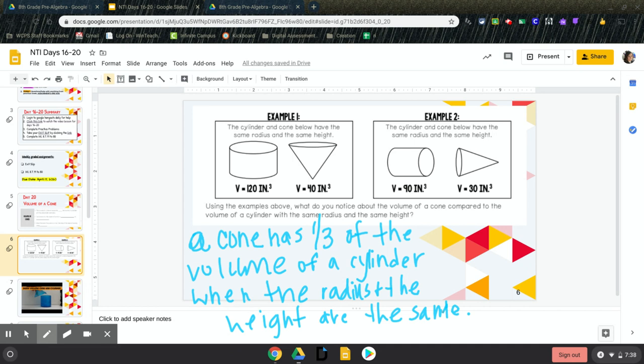So a cone has 1/3 of the volume of a cylinder when the radius and the height are the same. Meaning if you took the volume of that cylinder and divided it into 3, one of those sections would have the same volume as the cone.